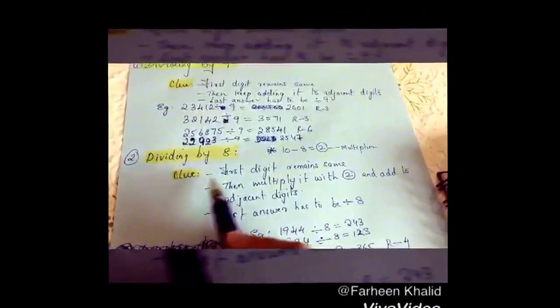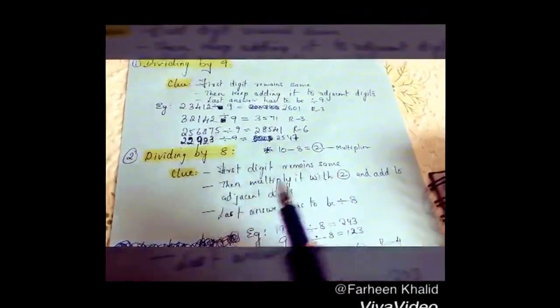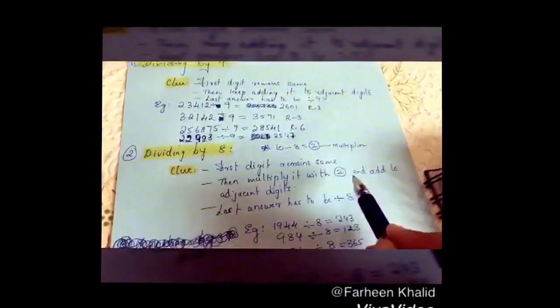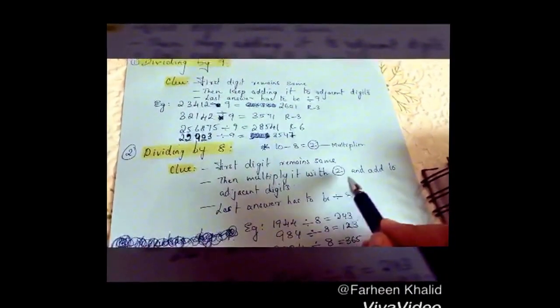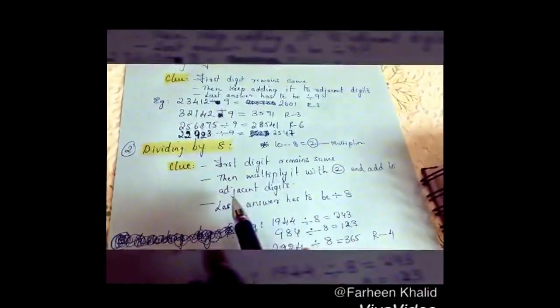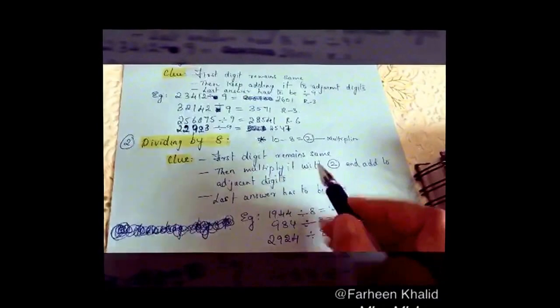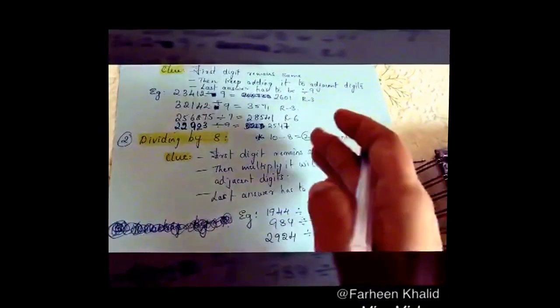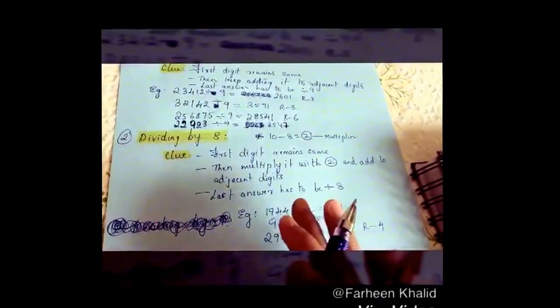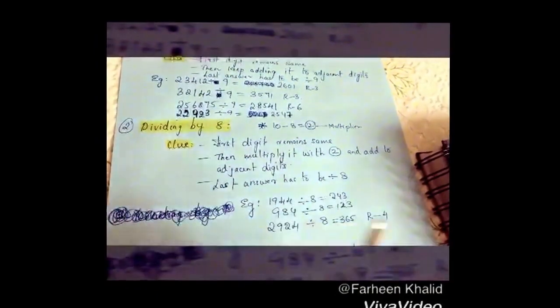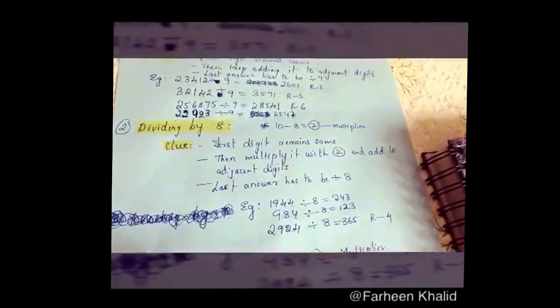So what's the clue here? Again the first digit remains the same, then you multiply that digit with the multiplier and add it to the adjacent digit. The only difference here is that before you add, you multiply it with the multiplier. And then you do the same thing. The last answer has to be divided by 8. Let's take the first example, which is 1944.